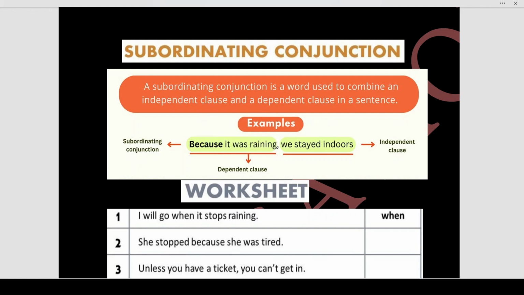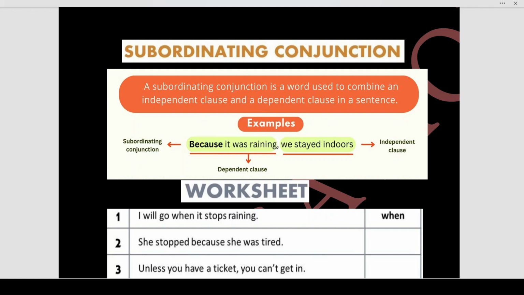Okay, now one of the kinds of conjunction is your subordinating conjunction. Now, what does the word subordinating mean? Subordinating conjunction is a word which is used to combine an independent clause and a dependent clause in a sentence. Now, you know, students, that sentences have phrases and clauses. But for a subordinating conjunction to occur, we have to have clauses in a sentence. And what kind of clauses should be there in the sentence? One should be an independent clause and the other should be a dependent clause.